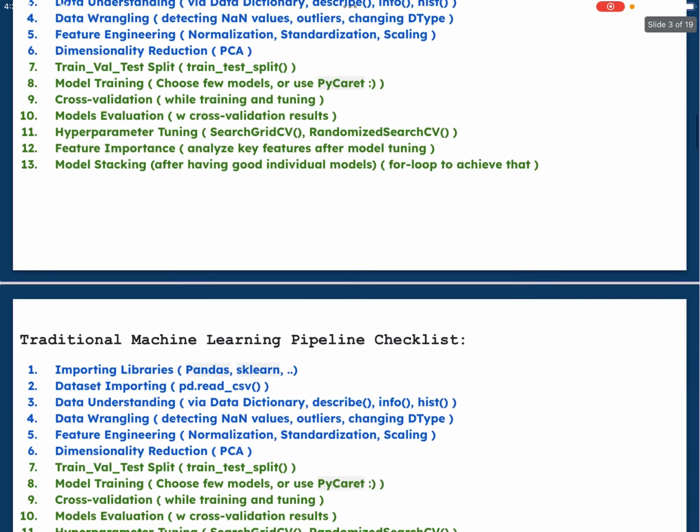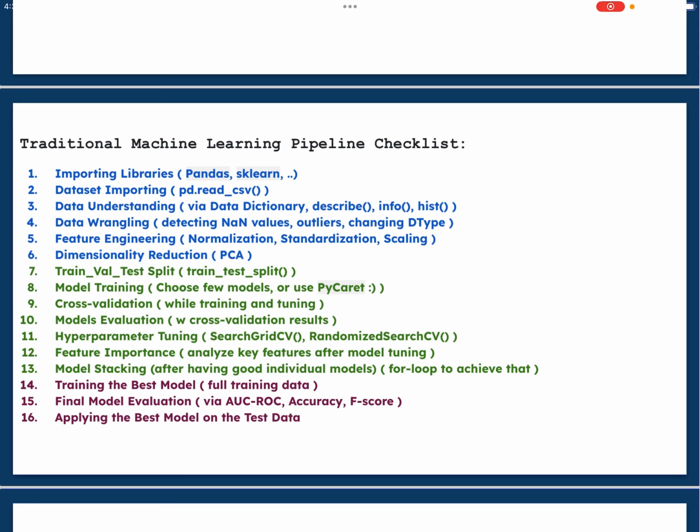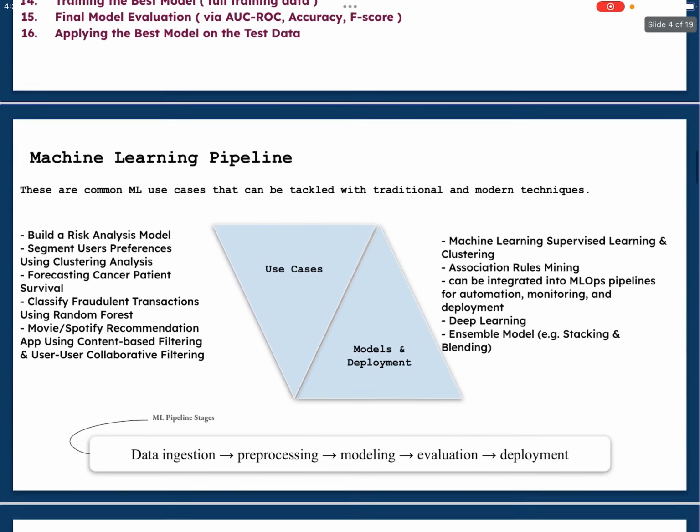And that moves us to the final part, training the best model, then the final model evaluation based on AUC and ROC score, accuracy or F1 score, etc. Then applying the best model on the test data. So these are the 16 steps of a traditional machine learning pipeline. Feel free to pause the video and read each one again.